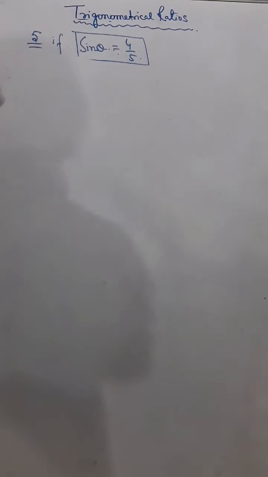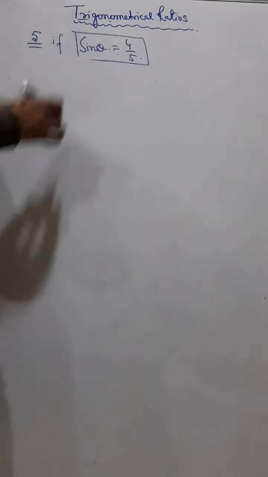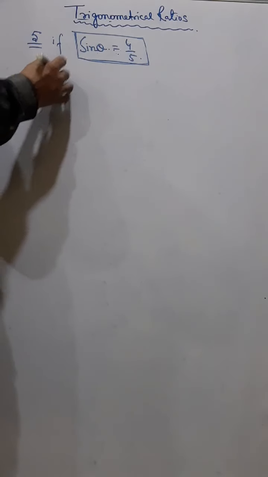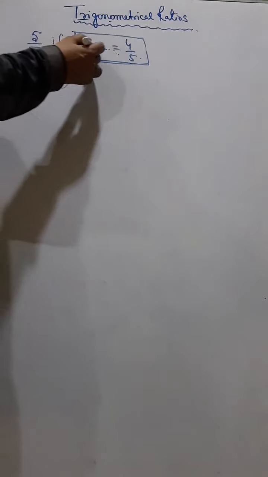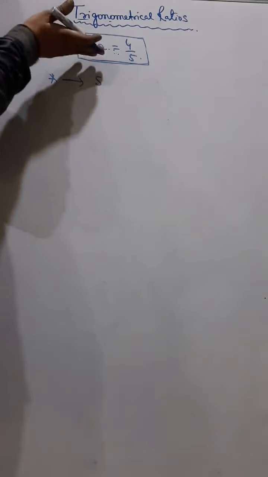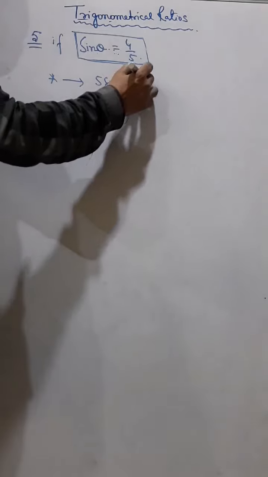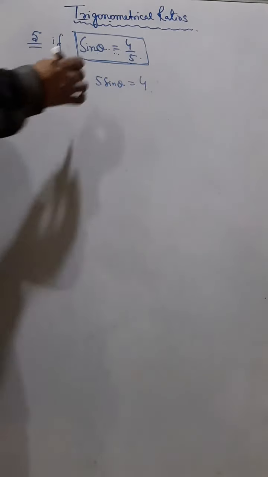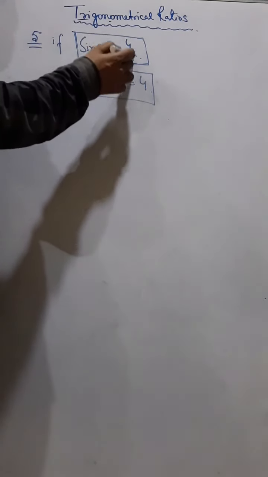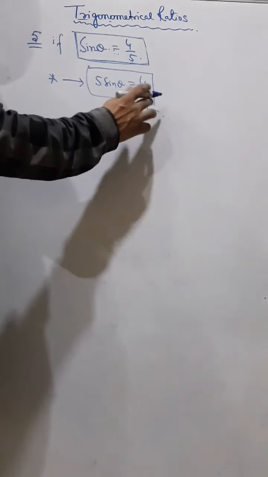Now just now we have seen number 5. It was given sin theta equals 4 by 5 and you have to find so much. Generally they give it like this, but instead of this they may just twist it. Instead of giving sin theta equals 4 by 5, this is also the same sum. I'm just giving you a different format. They can give 5 sin theta is equal to 4. Then you can say therefore sin theta equals 4 by 5.